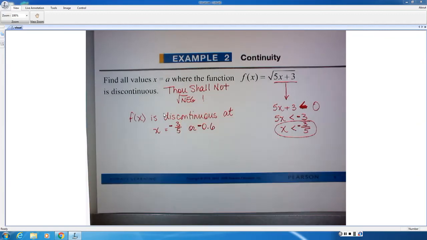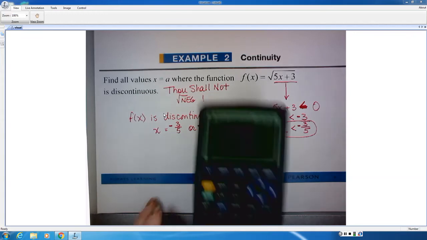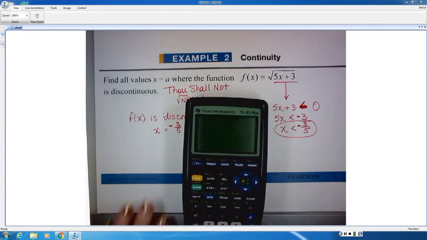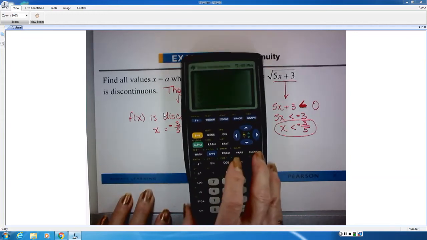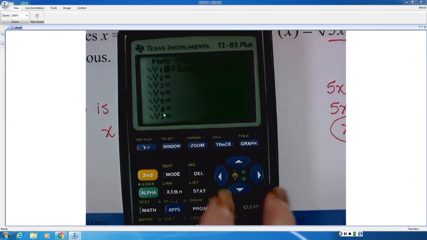Okay. Now we're going to verify that on the graphing calculator. Once you get your calculator, see if I can get this where we can actually see what's on here.